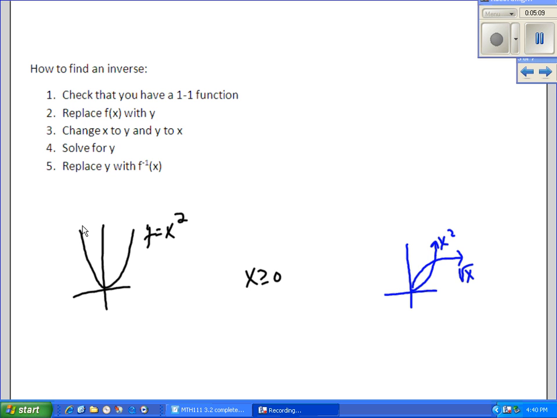But one thing we can do is if we restrict the domain of a parabola to say just the values of x greater than or equal to 0, what we get is half of a parabola, and that is a one-to-one function. And just think about it a minute. What undoes x squared? The square root of x. So the square root of x is the inverse function for x squared, but only if we restrict the domain to x values greater than or equal to 0.